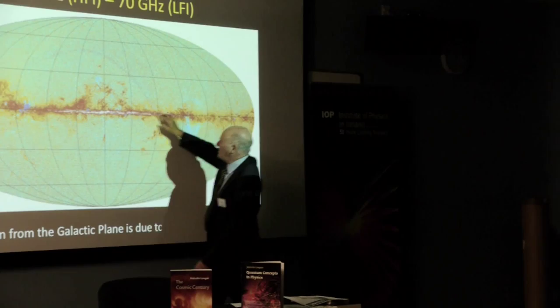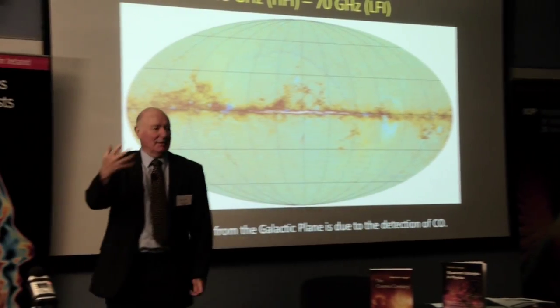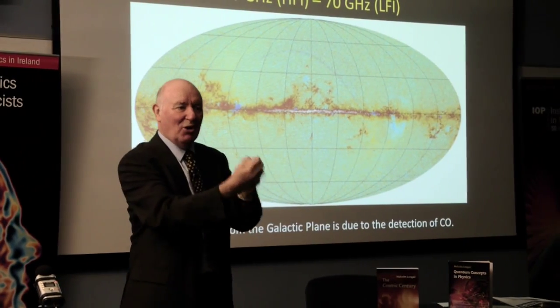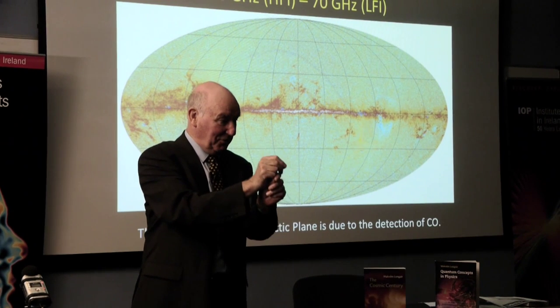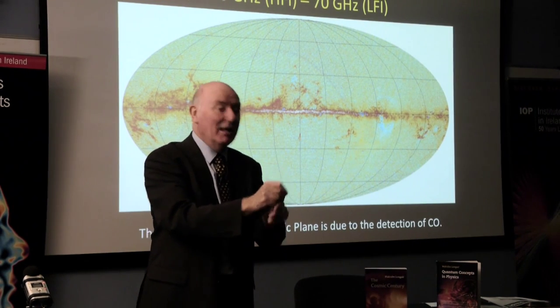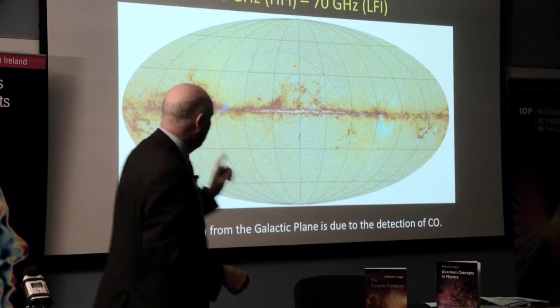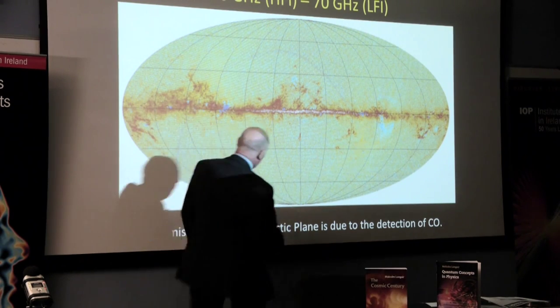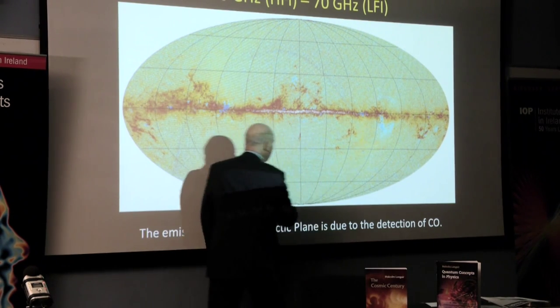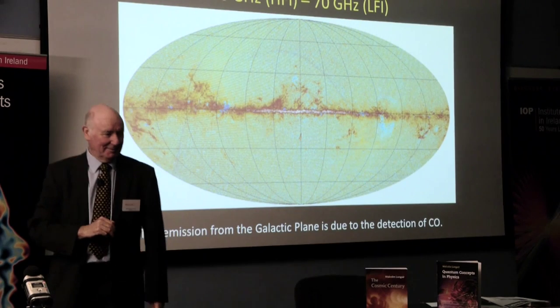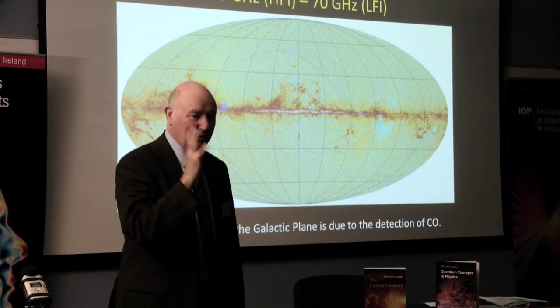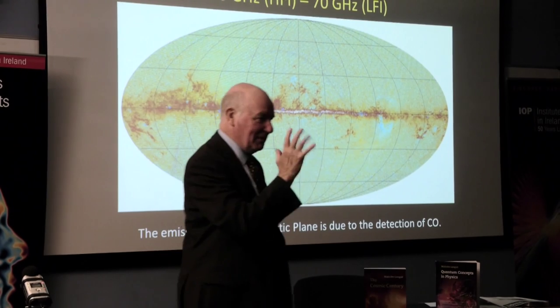Now, what you see here, all this red stuff in the galactic plane, that's carbon monoxide, because there's a carbon monoxide line which lies in one of the frequency bands, in the higher frequency band. And so you expect that to be present. But if you look away from the plane, this is pure random noise. Pure random noise. It's absolutely fantastic.